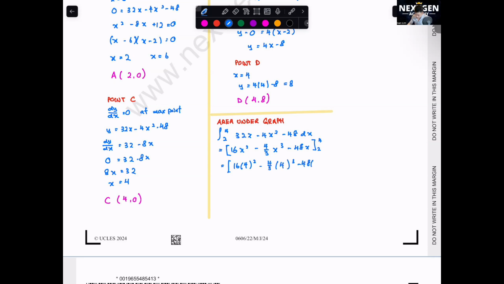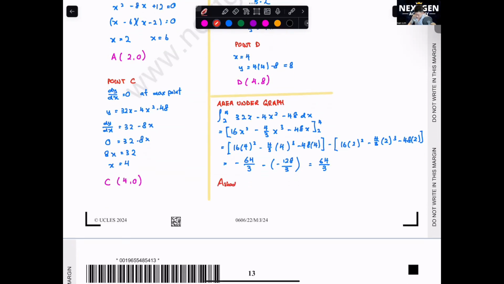Substitute in the values here. Then minus 16 times 2 squared minus 4 over 3 times 2 cubed minus 48 times 2. This whole thing, you'll get minus 64 over 3. If you want to find individual numbers, also can, right? Minus 128 over 3. Your final answer here will be equal to 64 over 3.